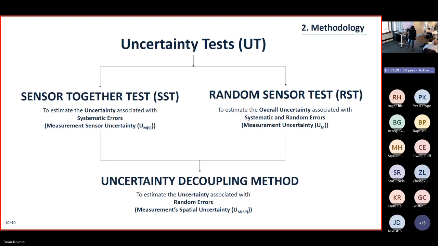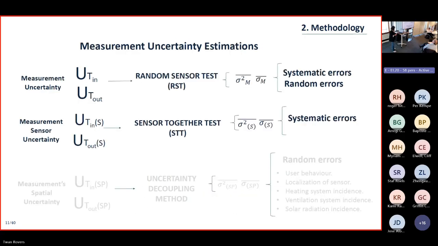I call this uncertainty the measurement sensor uncertainty; in the case of temperatures, it is temperature sensor uncertainty. The random test estimates the overall uncertainty that includes the systematic and random uncertainty sources, and we call it measurement uncertainty, or in the case of temperature, temperature uncertainty. When we have estimated both uncertainties, we can implement the uncertainty decoupling method, with which we can estimate the uncertainty associated only with the random errors. We call this uncertainty the measurement spatial uncertainty. In the case of temperature, it is temperature spatial uncertainty.